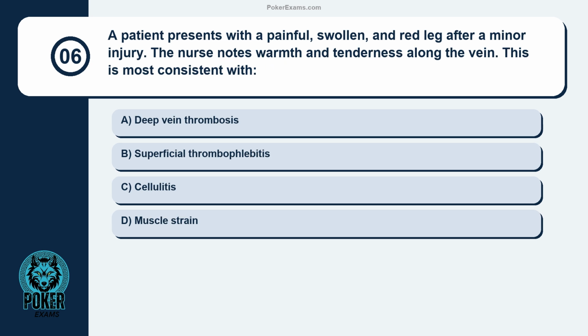Question 6. A patient presents with a painful, swollen, and red leg after a minor injury. The nurse notes warmth and tenderness along the vein. This is most consistent with deep vein thrombosis, superficial thrombophlebitis, cellulitis, muscle strain.